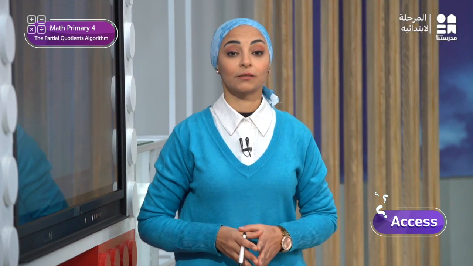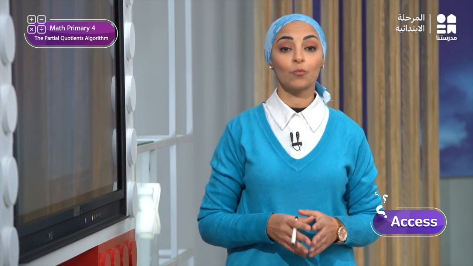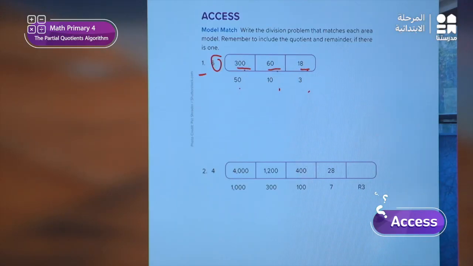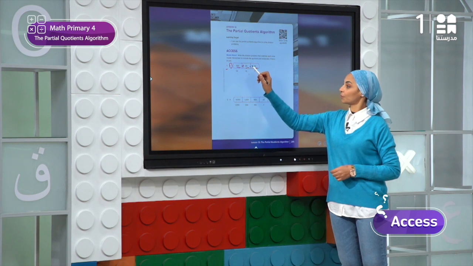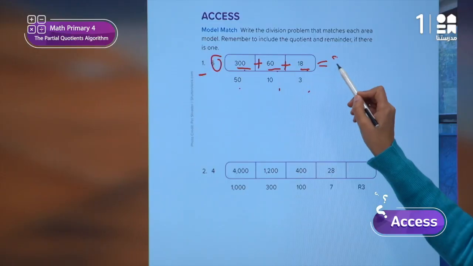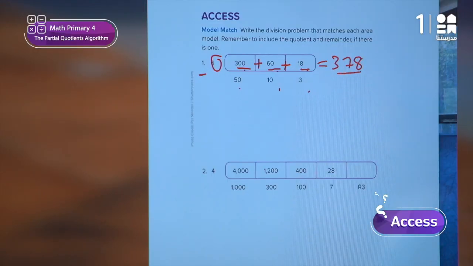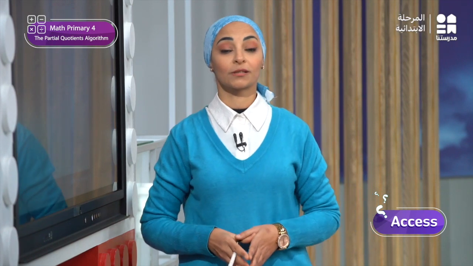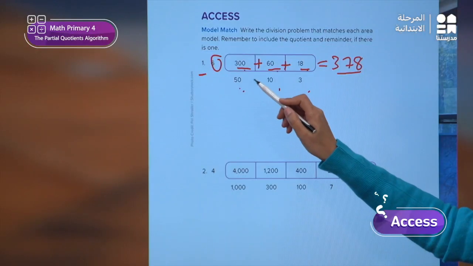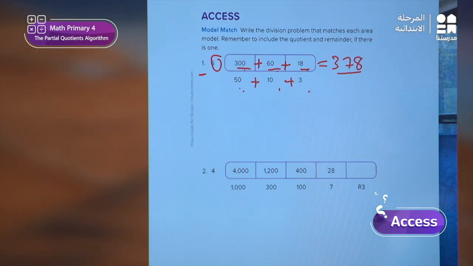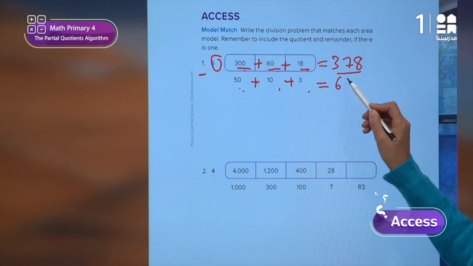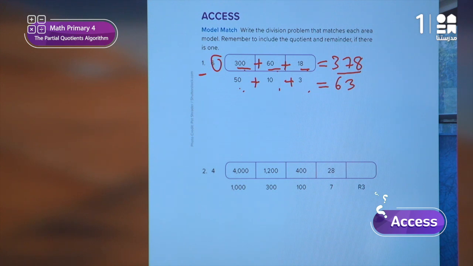To find the dividend, what should I do? Yes, I will add the numbers inside the area model, which are 300 plus 60 plus 18. Okay, let's add them. 300 plus 60 plus 18 equals what? Of course, the answer will be 378. What about if I want to find the quotient? I will add the numbers outside the area model, which are 50 plus 10 plus 3. If I add 50 plus 10 plus 3, the answer will be 63. And this is the quotient.